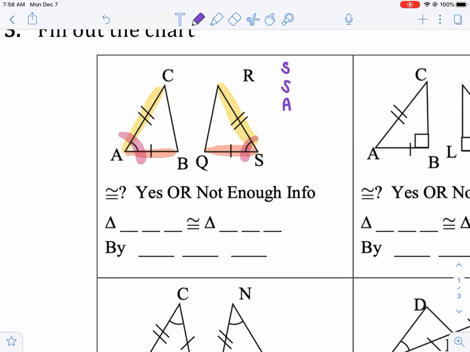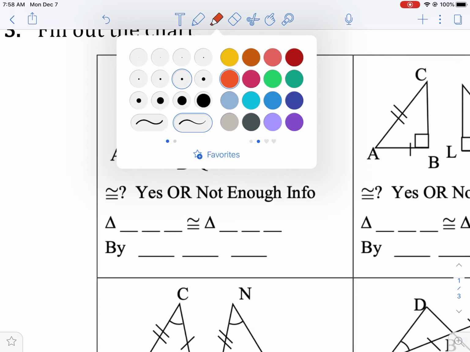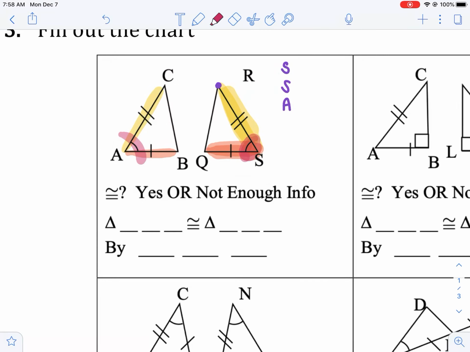But we need to think of how we should order this. Like I said, I like to start from the top and work my way around the triangle and see what's congruent. So here we've got a side, an angle, and a side. Or we can think about our two pieces of information that we highlighted as sides, meaning right here and right here are what form our angle.